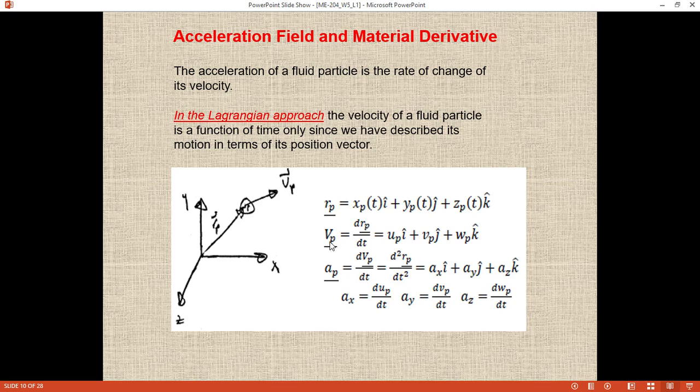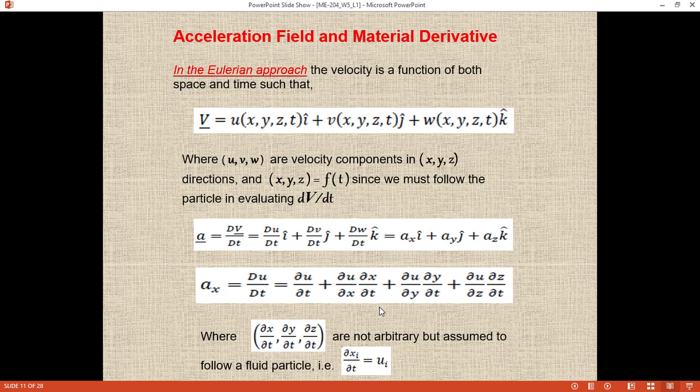If you take the derivative, you will get the velocity, that is u of the particle, v of the particle, and w of the particle. If you take the second derivative, you will get the acceleration of the particle, which is a function of time only. The rate of change of velocity in the x, y and z directions gives you the acceleration in x, y and z directions. So acceleration in the x direction equals du_p over dt, in the y direction dv_p over dt, and in the z direction dw_p over dt. Here the acceleration is only a function of time.